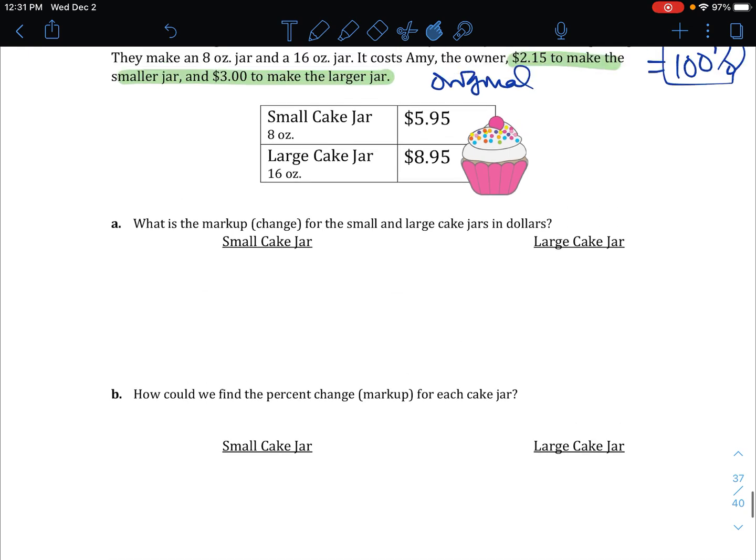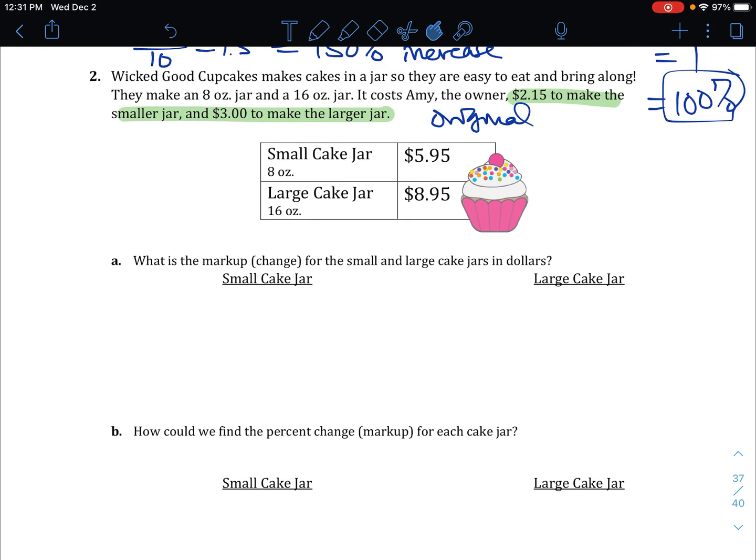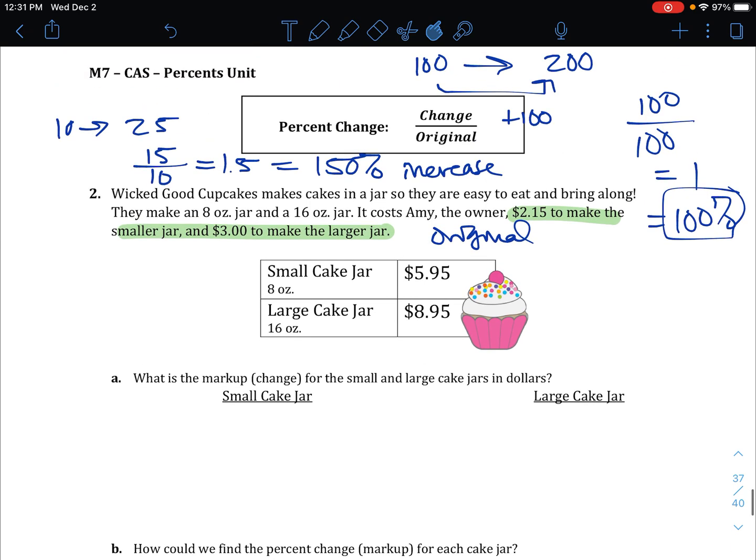This other example down here is another example for percent change. So basically use subtraction, divide it by the original, and you'll get the percent change. Just remember to convert the decimal into a percent.